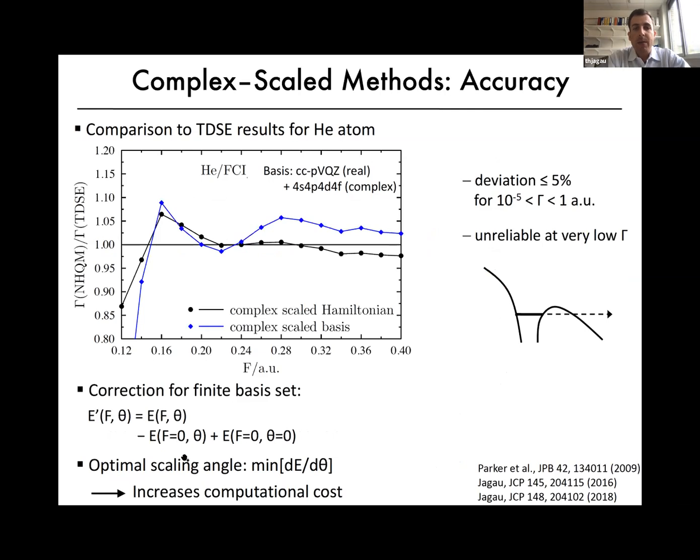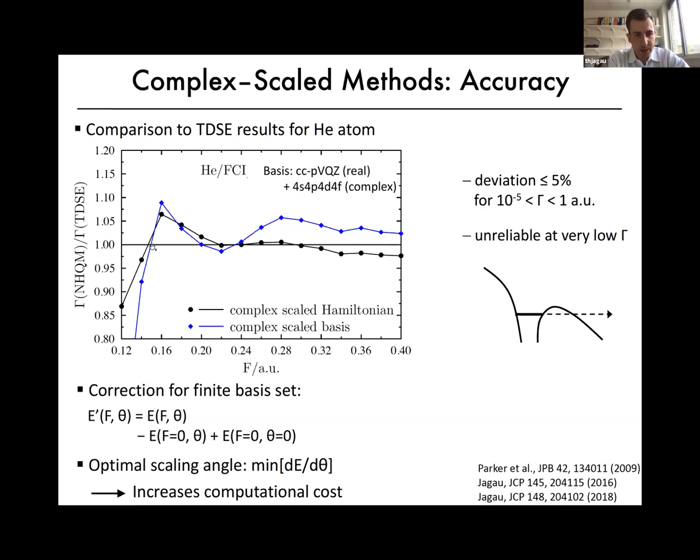But before we do so, I maybe want to establish briefly how accurate this actually is. And so for small systems, for example, a helium atom, we can do a full dimensional solution of the time-dependent Schrödinger equation. So propagation in time without any complex scaling, and compare the ionization rates from such a treatment to our non-Hermitian time-independent treatment. And this is what we do here for different field strengths. So this is the ionization of helium at different field strengths, and what is plotted on the y-axis is the ratio between the non-Hermitian time-independent and the time-dependent ionization rate.